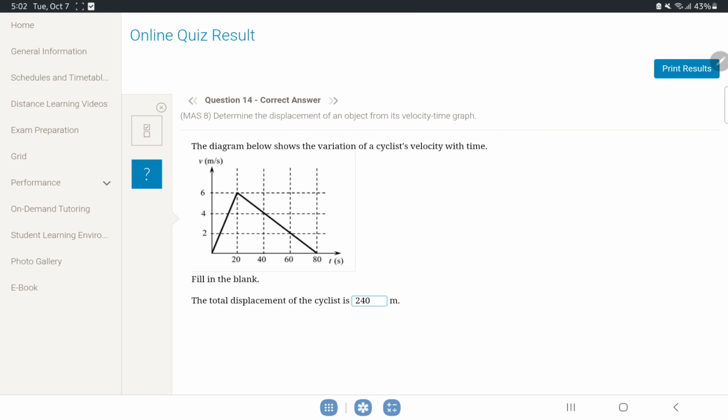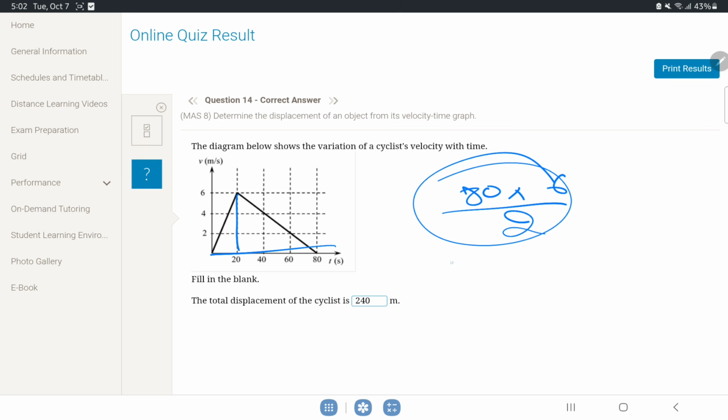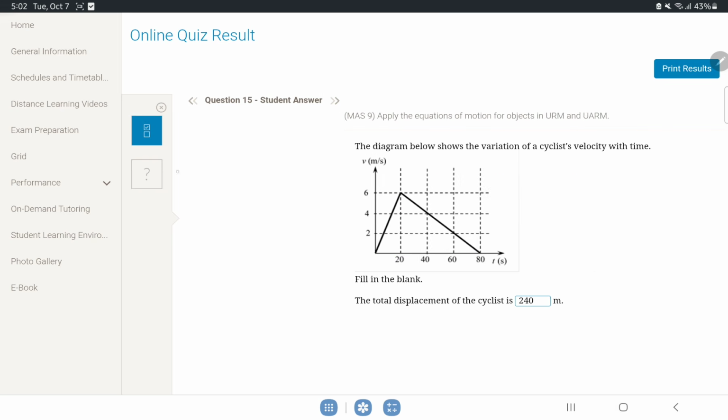The total displacement for this question is the area under the graph, so the base times height over 2, it's a triangle, so the base, which is 80, times the height, which is 6, over 2, and this will get you to 40.